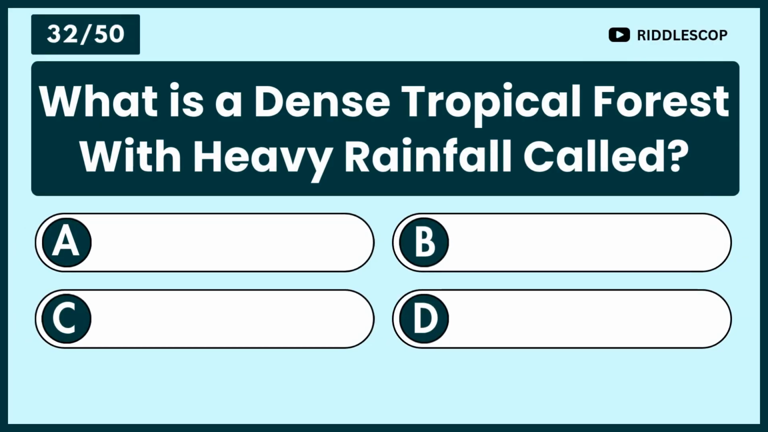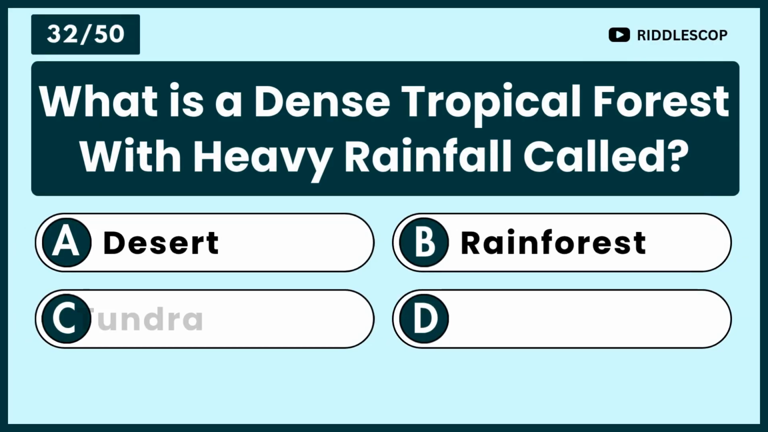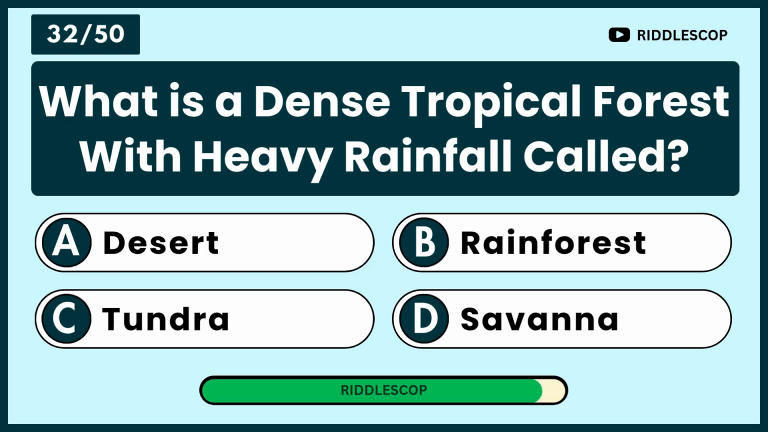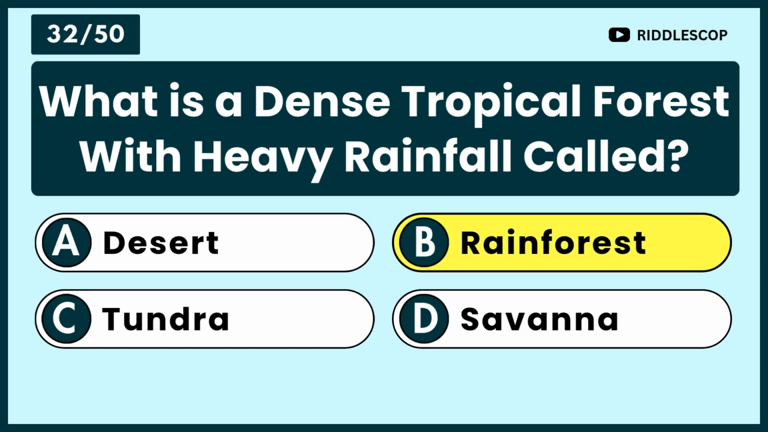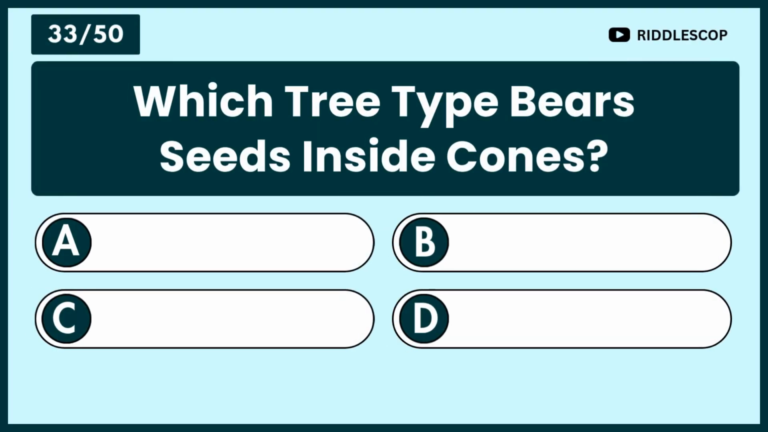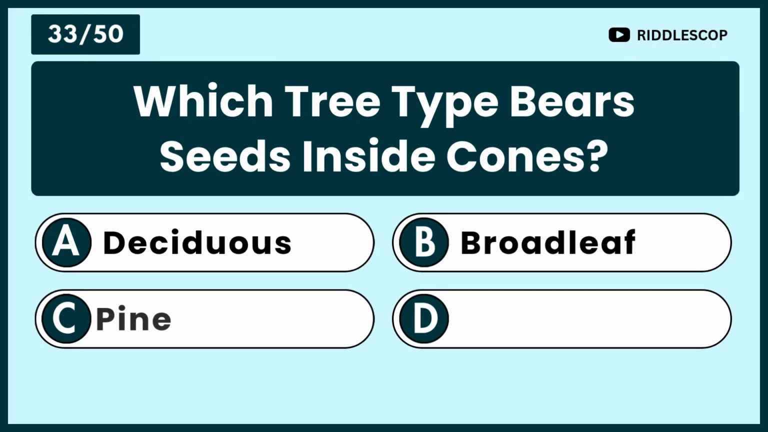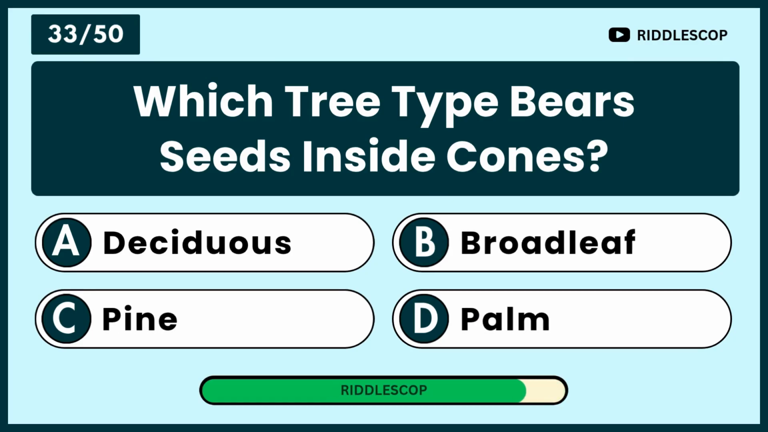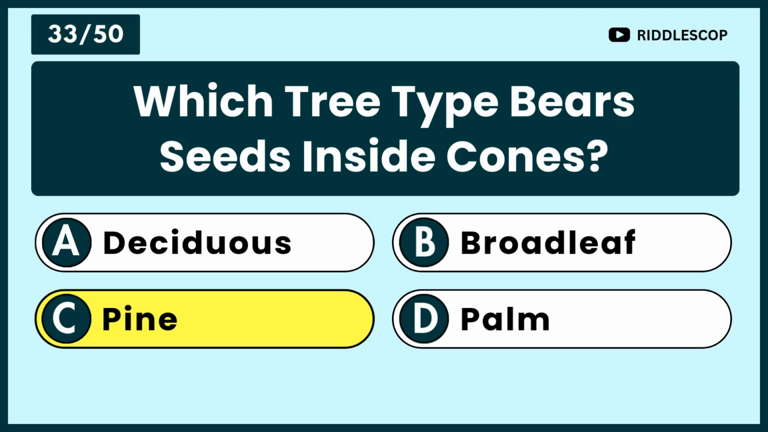What is a dense tropical forest with heavy rainfall called? Option B. Rainforest. Which tree type bears seeds inside cones? Option C. Pine.